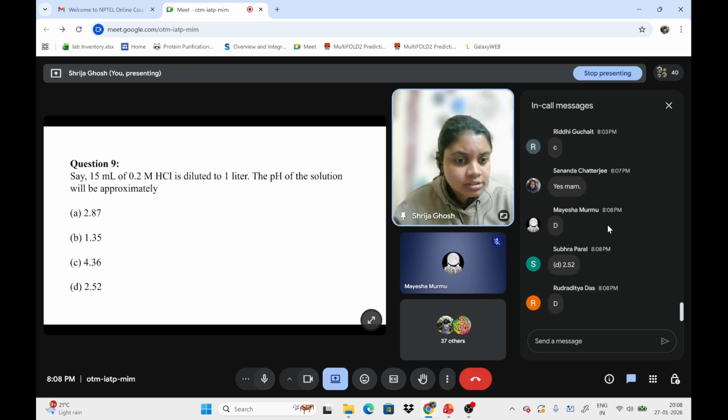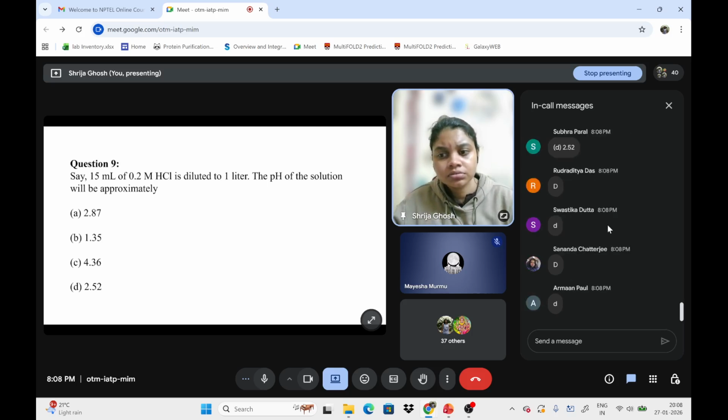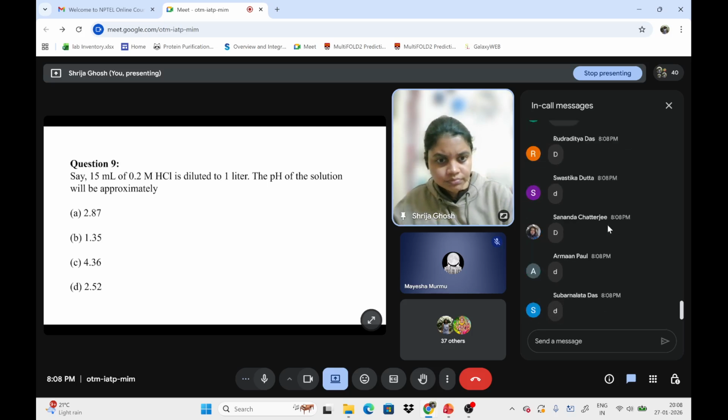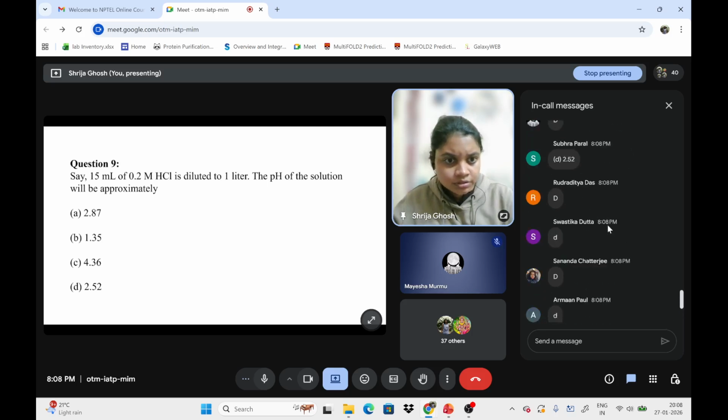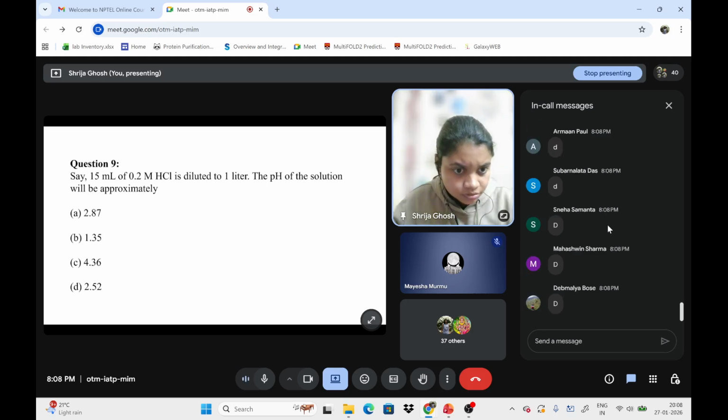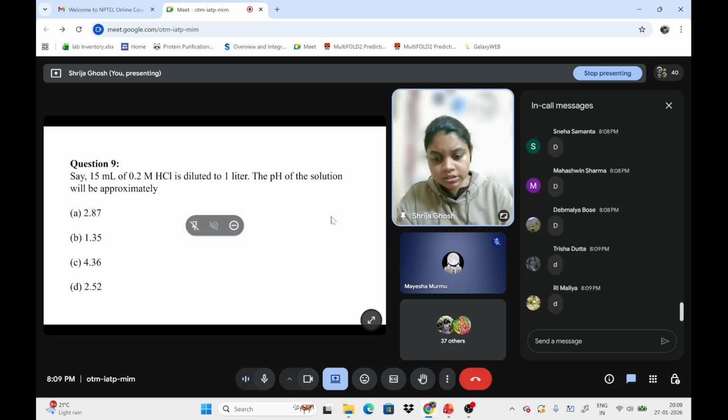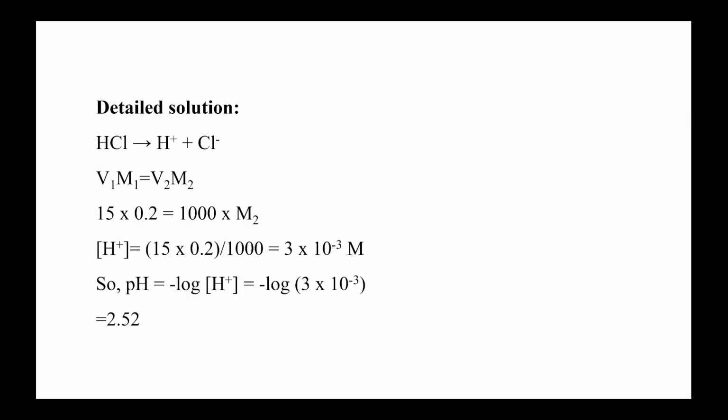Quickly calculate, everybody, and tell me the answer in the chat box. Option D, 2.52. Okay. Okay, I see a lot of responses and all of them are option D. So let's see if that is the correct answer. That is the correct answer.